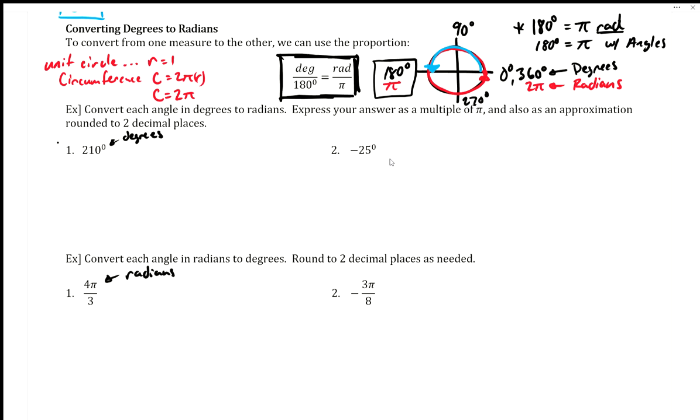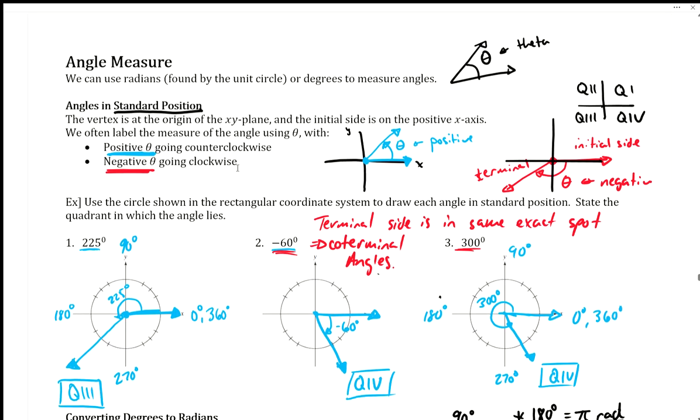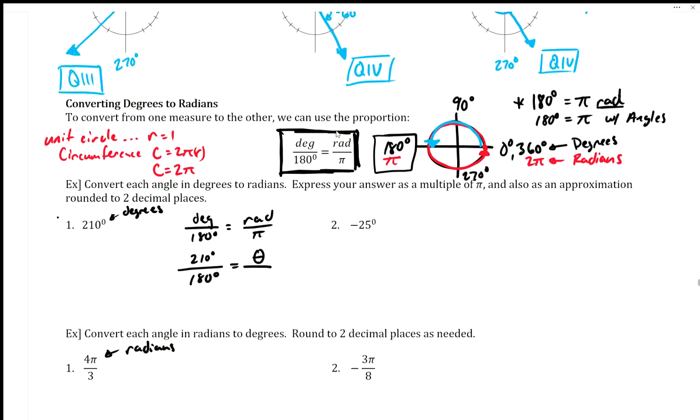Okay, anyway, so all we have to do is use our setup. We have some degree measure over 180 degrees should equal some radian measure over pi. Now they're telling us we have 210 degrees. So we're just subbing that in. So 210 degrees over 180 degrees equals some radian measure. Now I'm going to use the generic symbol for an angle. I'm going to do theta, like they said in the first video of this section. So they use theta, and then over pi. Okay, so there's our setup.